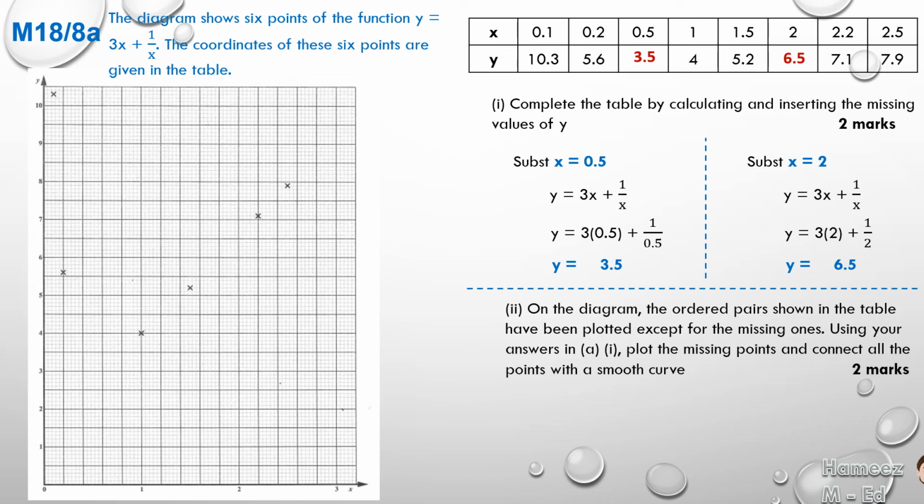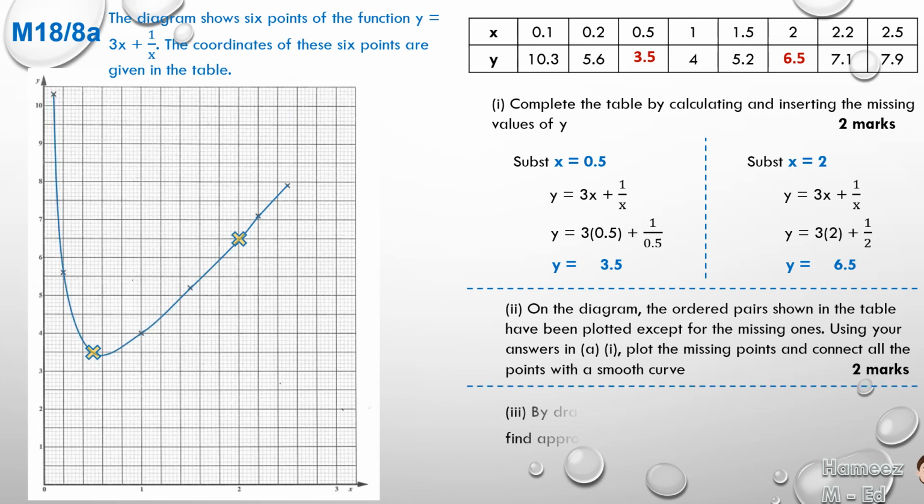Using your answers in A part 1, that's the other 2 points that we brought up, plot the missing points and connect all the points with a smooth curve. So let's bring up the first point that we plotted, 0.5. That's exactly halfway between 0 and 1. So there are 5 blocks there between 0 and 1, so 2.5 blocks. And we bring up the point, 3.5. And then x is equal to 2 and y is 6.5. And let's draw our curve.